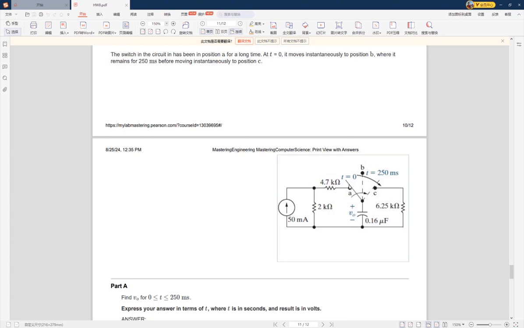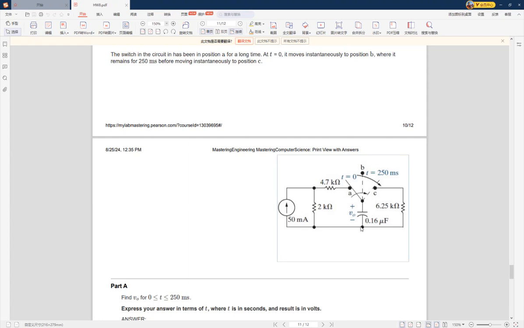So what this one does is, at T0, the switch will be changed from here to here. And then it's gonna stay there for 215 milliseconds and then switch to C, okay? So in that case, whenever it's at T0, it's over here, everything on the right-hand side is disengaged. So it's basically just this part of the circuit.